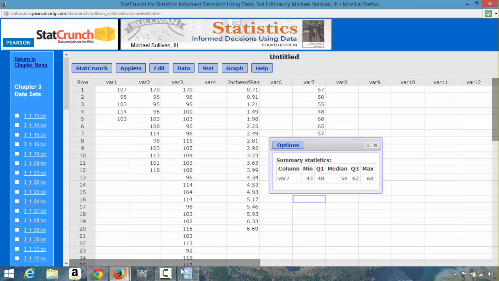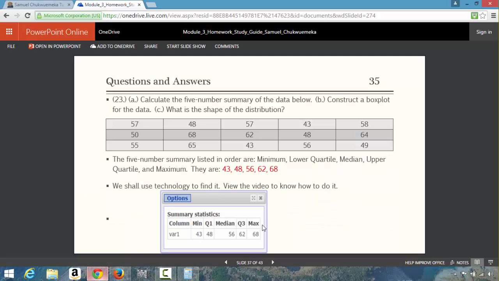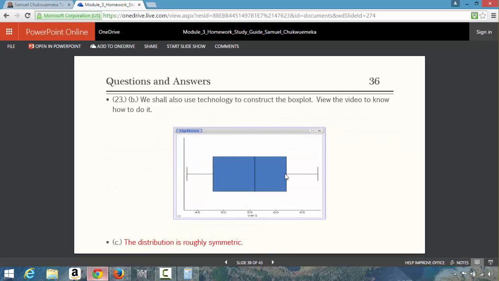And of course, if you do it by hand, we have done it by hand. The only thing is just to find the minimum of this data. The minimum is 43 and the maximum is 68, which you can just find from the data. Okay. What is the shape of the distribution?